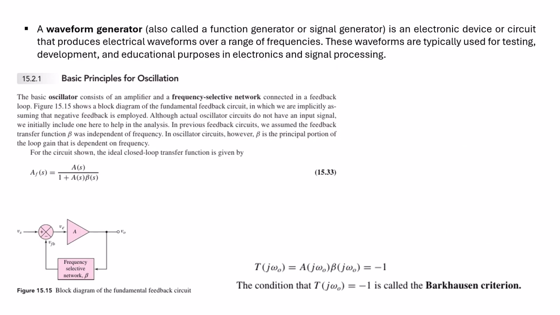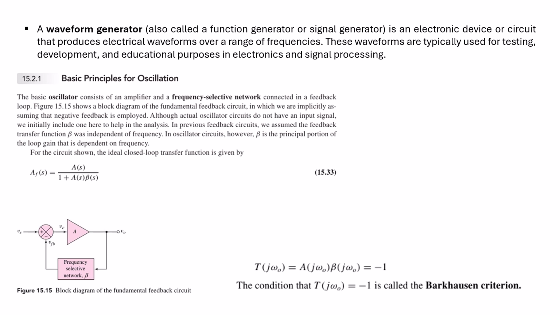Now the voltage waveform generator, also called a function generator or signal generator, is an electronic device or circuit that produces electrical waveforms over a range of frequencies. These waveforms are typically used for testing, development, and educational purposes in electronics and signal processing. So basically we'll have the basics of oscillators here.